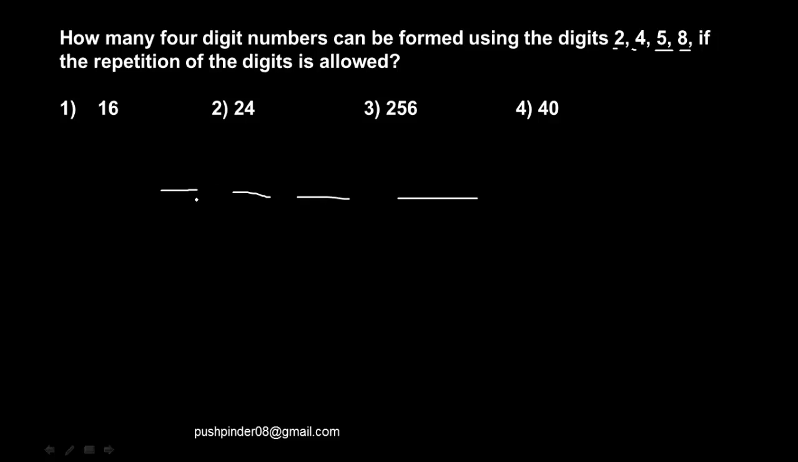So how many numbers can come here? Any of the 4 numbers, 2, 4, 5, 8, because a 4-digit number can contain anything. Over here any of the 4 numbers, over here any of the 4 numbers, over here any of the 4 numbers. My answer is 256. Easy question, right?